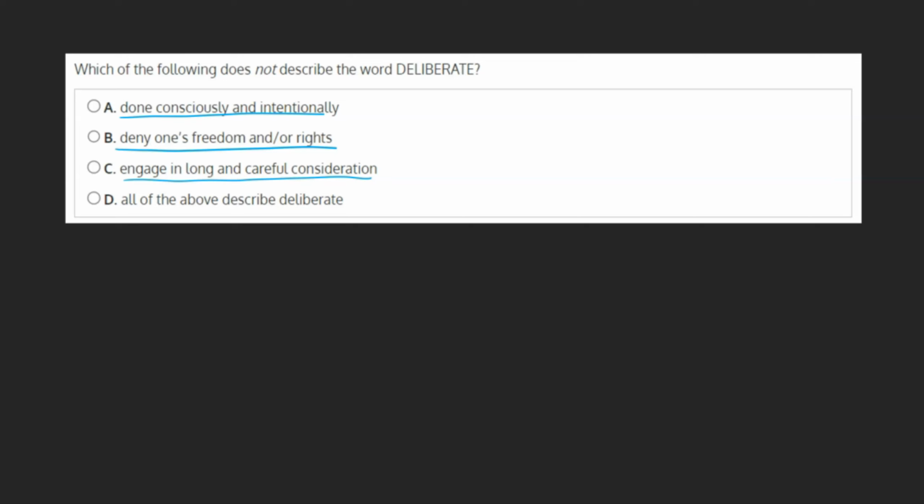Rather, it's describing what could be considered the opposite of liberate, as in deliberate, which isn't a word in itself, but we can understand this is what the clue is describing. Because it does not describe the word deliberate, which is what our question is asking, we can mark B, deny one's freedom and or rights, as our final answer.